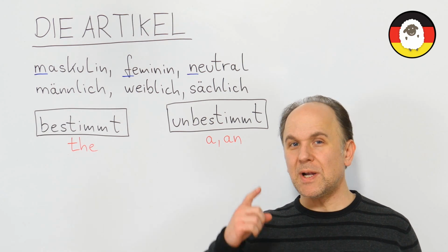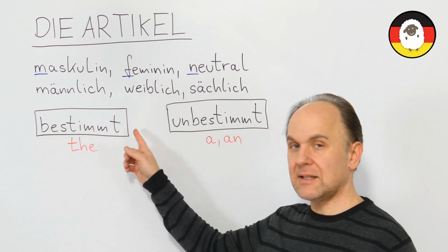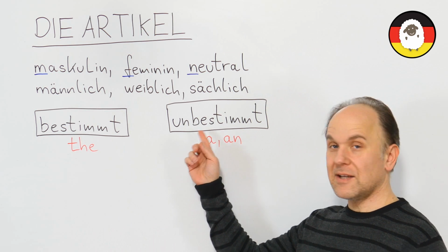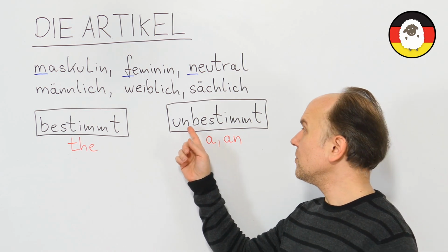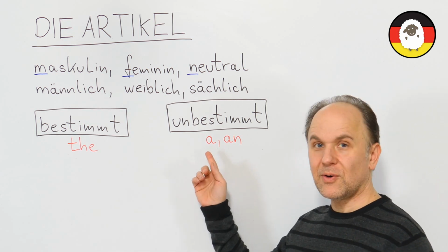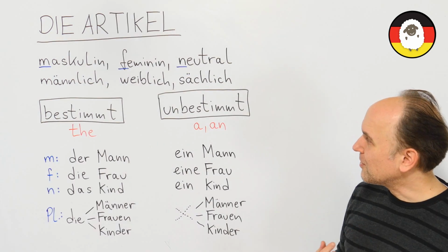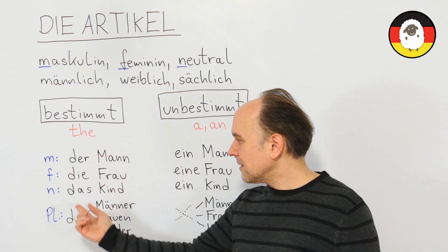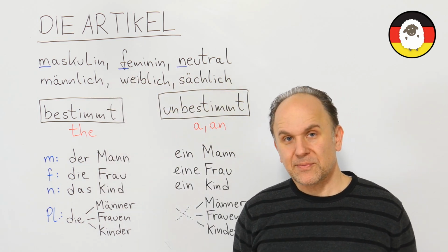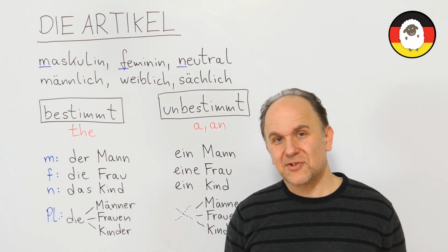In English, there's one definite article, der bestimmte Artikel, which is "the", and one indefinite article, der unbestimmte Artikel, which is "a" or "an" depending on the following word. In German, the article changes with the gender of the noun it refers to. And we have three different grammatical genders in German.